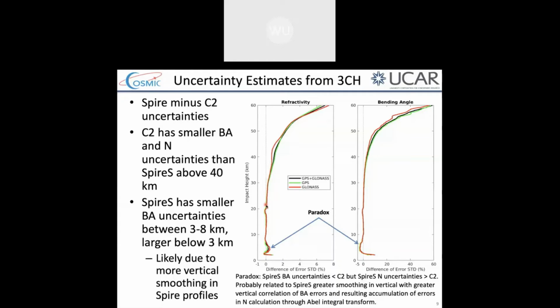We do find an interesting feature here that the bending angle estimate for Spire is actually smaller than Cosmic 2, between roughly 3 and 8 kilometers, while the refractivity estimate is bigger for Spire. So that's something we're trying to understand. We think this is related to how the vertical smoothing in the retrievals is done by the 2 different processing centers, but we're still working on evaluating this feature.